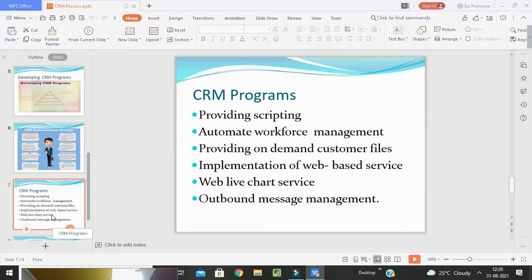Next one is implementation of web-based services. So what is happening in this? It is required for easy collection of related information throughout the world, and this information is useful in effective performance of CRM operations. Wherever the customers are, from one country to another, the data will be secure and will transfer from one company to another in a short span of time.